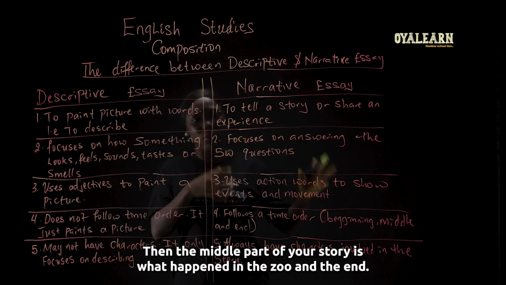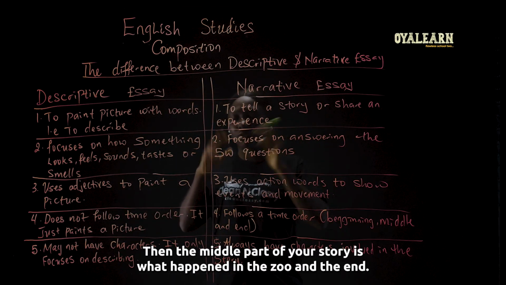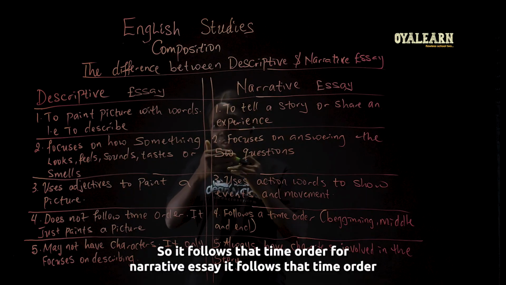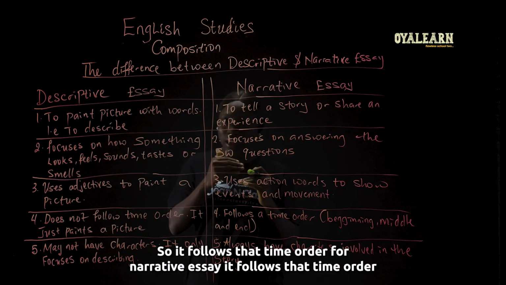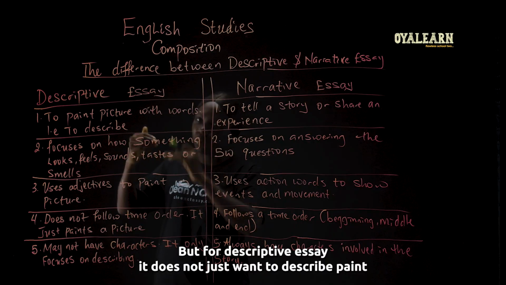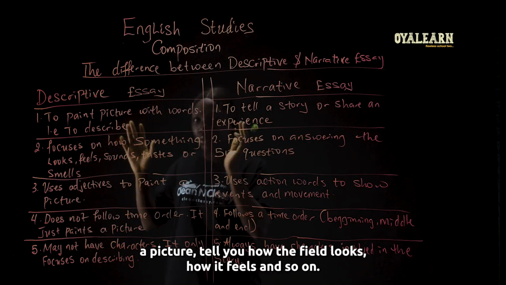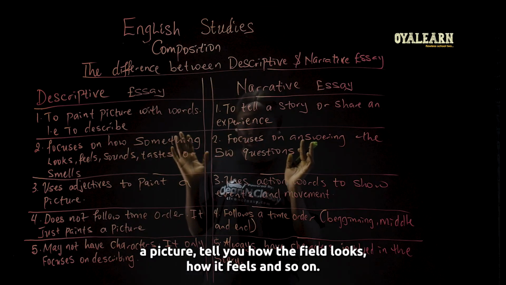Then the middle part of your story is what happened in the zoo, and the end part is how you got home. So it follows that time order. For narrative essay, it follows that time order. But for descriptive essay, it does not. It just wants to describe, paint a picture, tell you how that thing looks, how it feels, and so on.